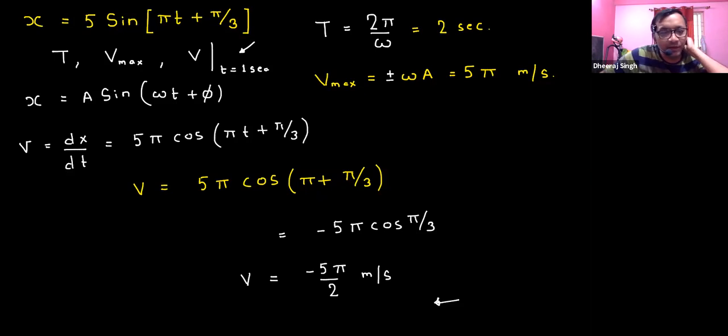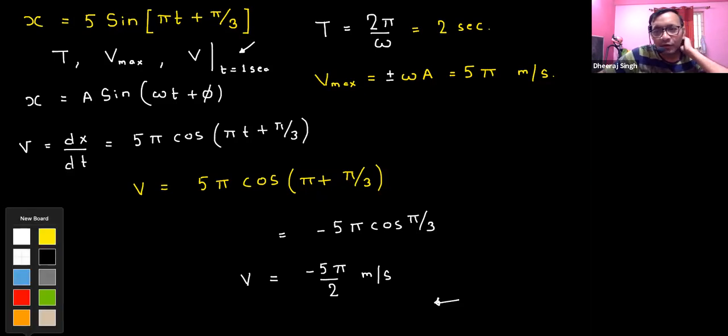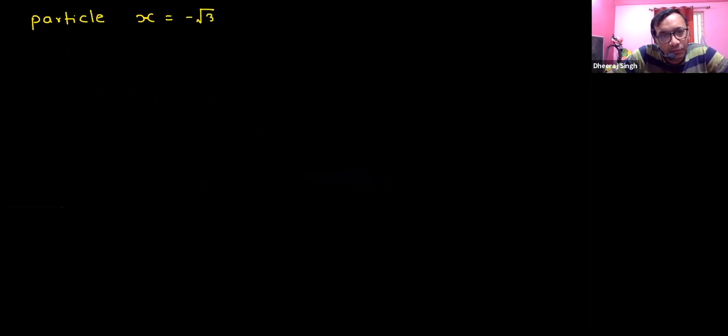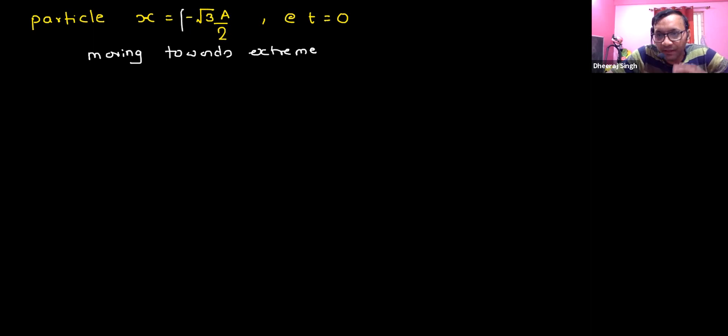One last question before the break. I don't want to take questions on kinematics after the break. We'll start something new. So here it is. There is a particle that starts SHM from x equal to minus of root 3 a by 2. So this is the location at t equal to 0. And it starts moving towards the extreme position. It starts from this position and goes to the extreme. That is the situation. All right.